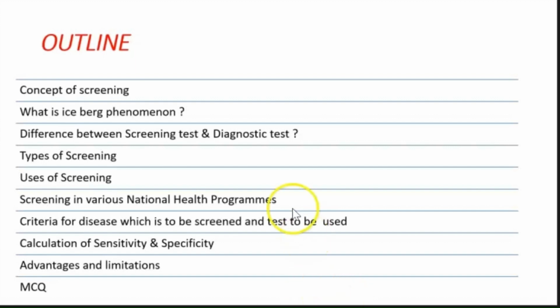between a screening test and a diagnostic test, what are the various types of screening and its uses, and what are the various screening which we are doing under national health programs, and what are the criteria we need to know for the disease which is to be screened, and what are the criteria for a test which is being used for screening. Then the concept of sensitivity and specificity, how to calculate it, and the advantages and limitations of screening procedure. And at the end, we'll do some MCQ related with the same topic.